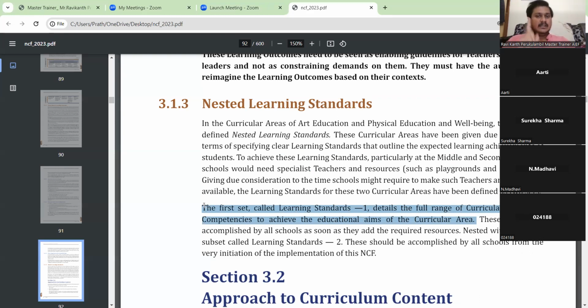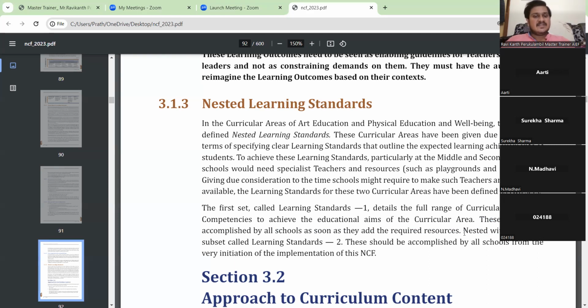One is Learning Standard 1. In Learning Standard 1, what is it telling us? Complete range of curricular goals which we need to achieve. These should be accomplished by all schools as soon as they add the required resources. So all schools should strive hard to achieve Learning Standards 1.